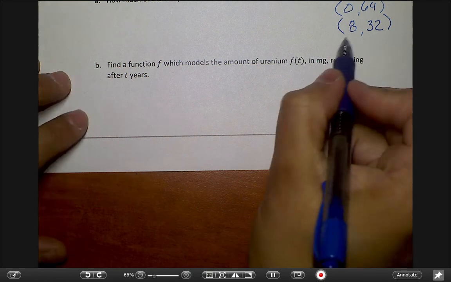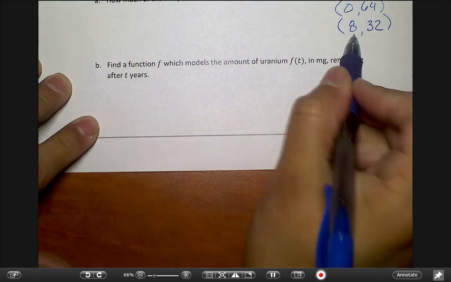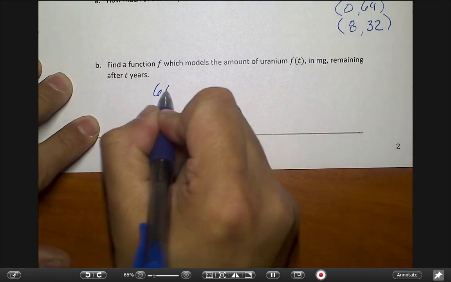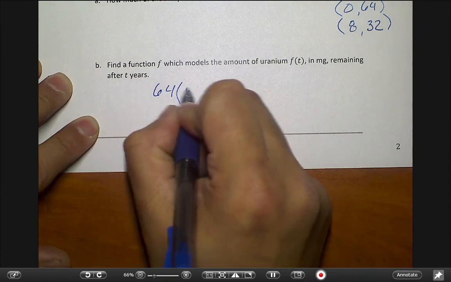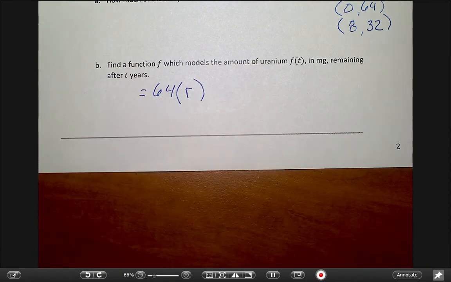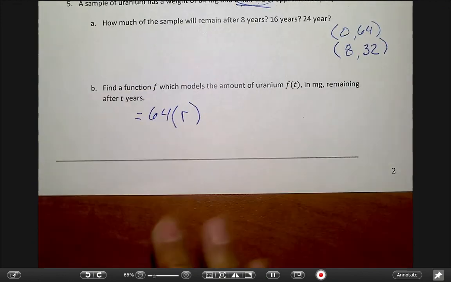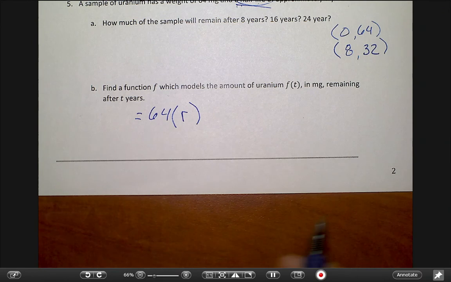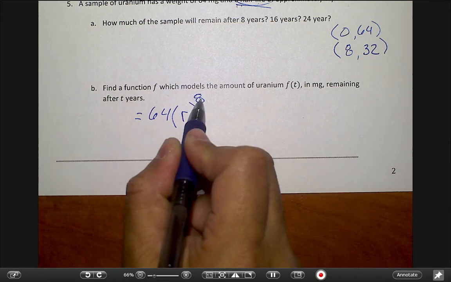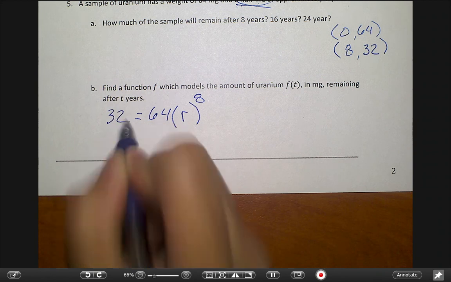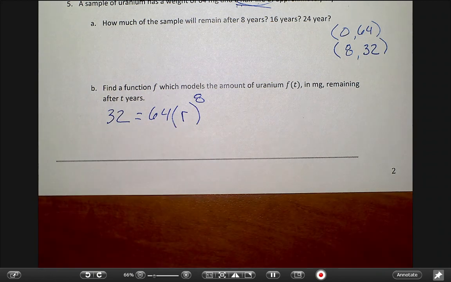All right, let's go ahead, write this out. So my initial value is 64. I have to solve for the R. Now to solve for the R, what do I have to do from here? Use my other point. So my exponent is 8, equals 32. 64 times R to the 8 is equal to 32.